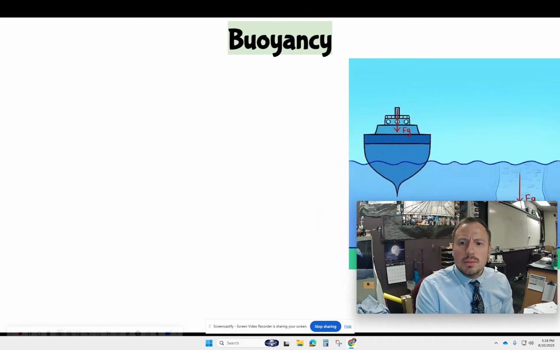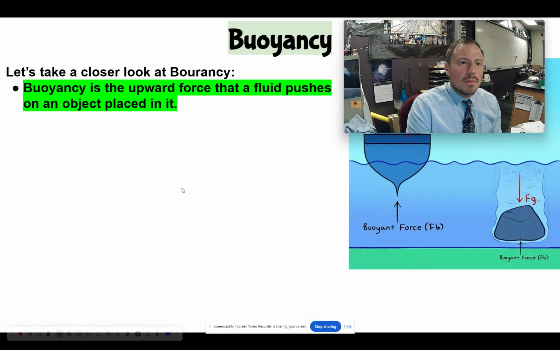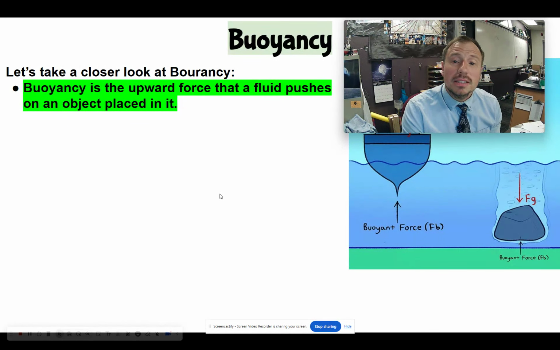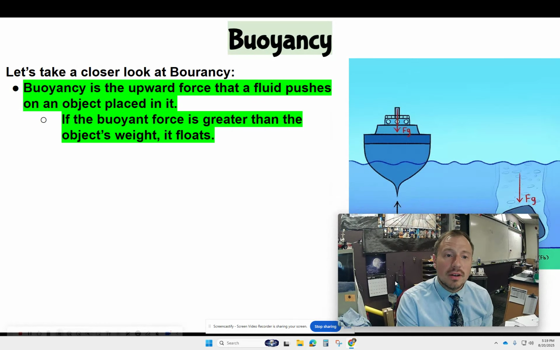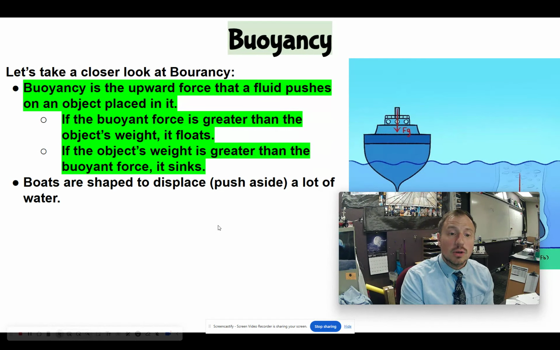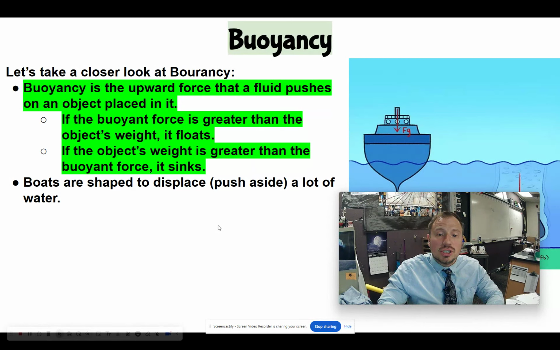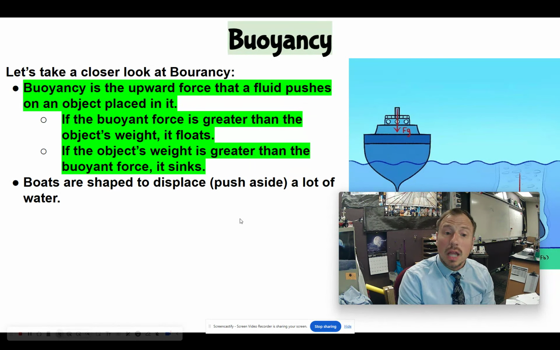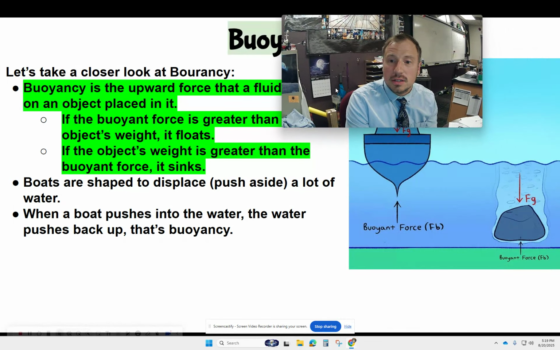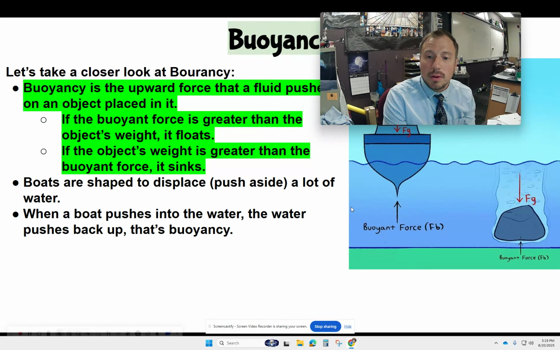So that brings us to buoyancy. So buoyancy is the upward force that a fluid pushes on an object placed in it. So if the buoyant force is greater than the object's weight, it floats. If the object's weight is greater than the buoyant force, it will sink. So boats are shaped to displace. So remember, push aside, right? That's what displacement is, it's the amount of water that it pushes, a lot of water. So when a boat pushes into that water, the water is going to push back up. That is the buoyant force, right? You can see there's that buoyant force pushing up on that boat.